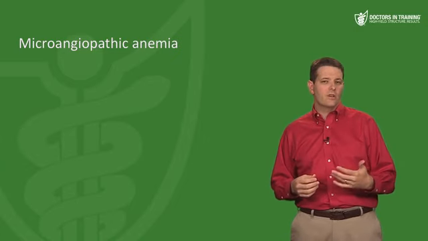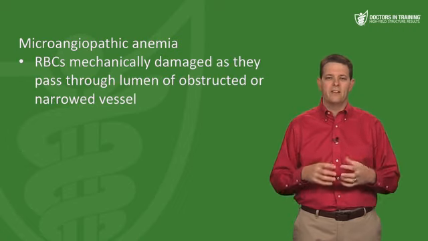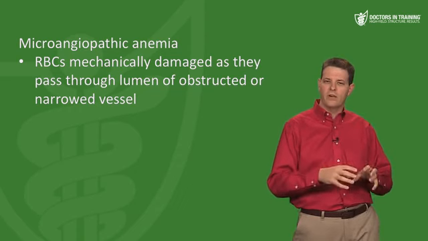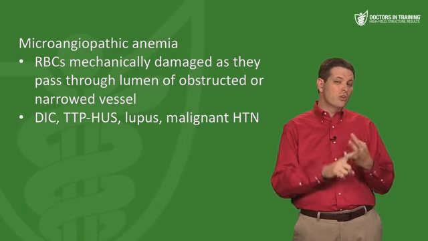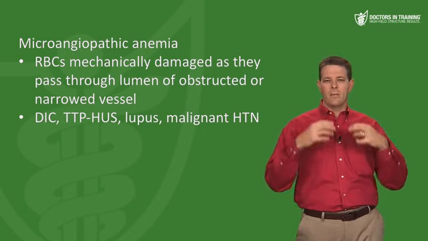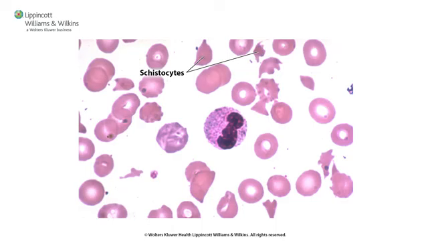The first extrinsic cause of hemolysis is called microangiopathic anemia. This is where the red cells are mechanically damaged as they pass through the lumen of an obstructed or narrowed blood vessel, like in DIC or TTP-HUS, possibly in lupus or malignant hypertension. I mentioned this when we talked about schistocytes. This is mechanical destruction of red blood cells. Basically, you force the red blood cell to be chopped up by fibrin strands, or in the case of malignant hypertension, by extreme shear forces. So again, schistocytes are just red cells that have been sliced and diced.